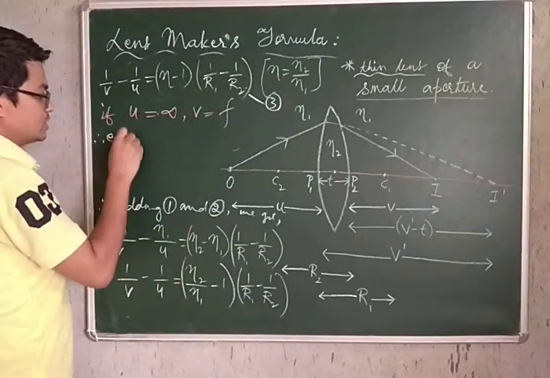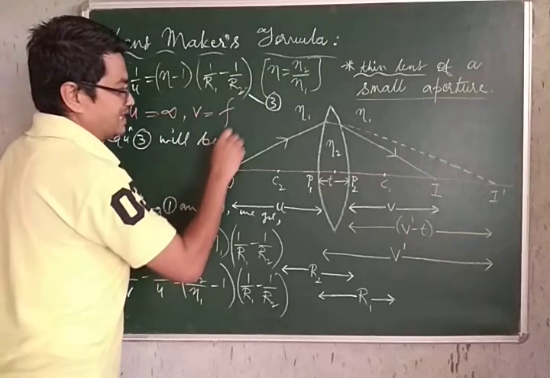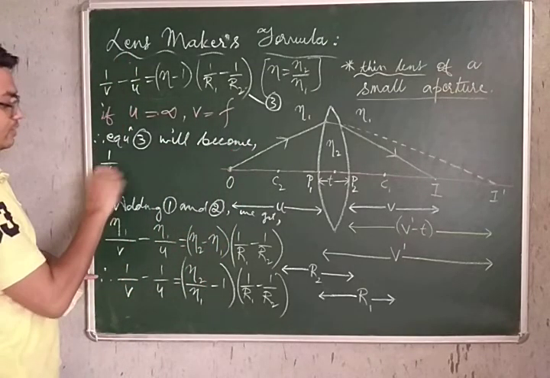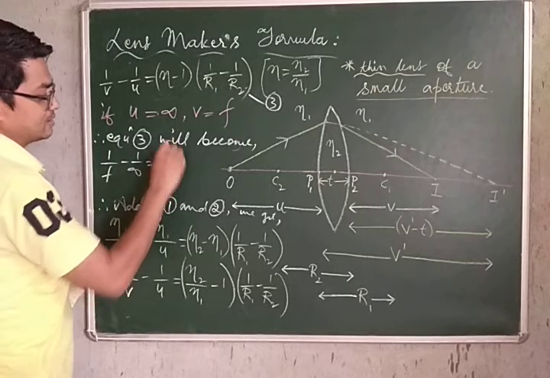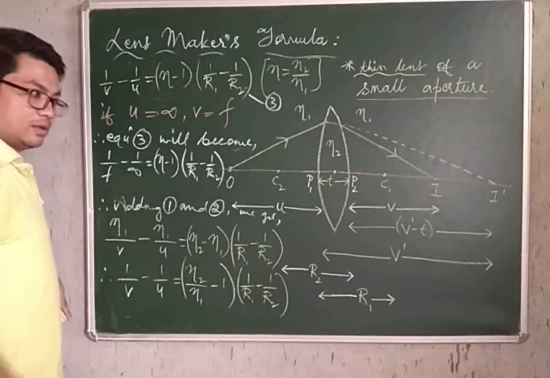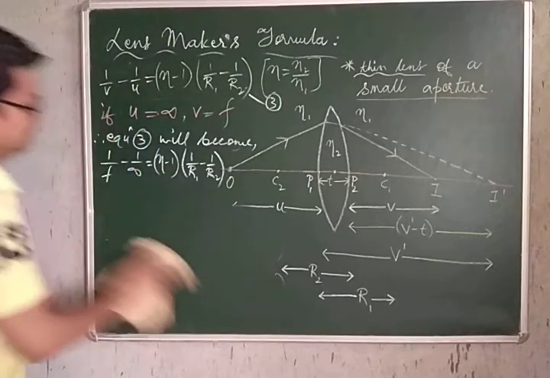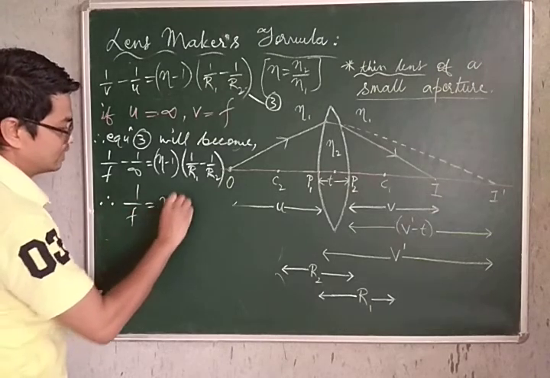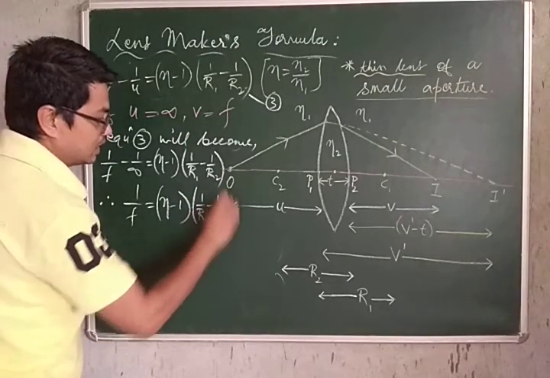Therefore, equation 3 will become what? U is infinite, so 1 by f for v is f. 1 by f minus 1 by infinity is equal to, the right hand side is still the same, no change whatsoever on the right hand side. Now 1 by infinity is 0, so this is equal to 1 by f is equal to eta minus 1 into 1 by r1 minus 1 by r2.